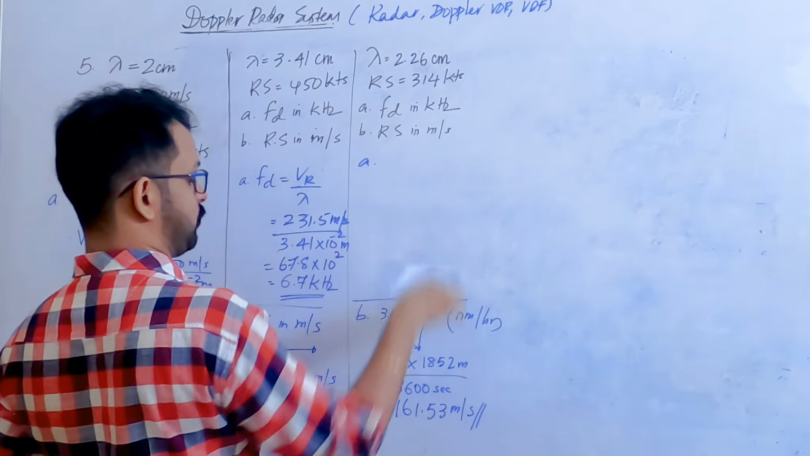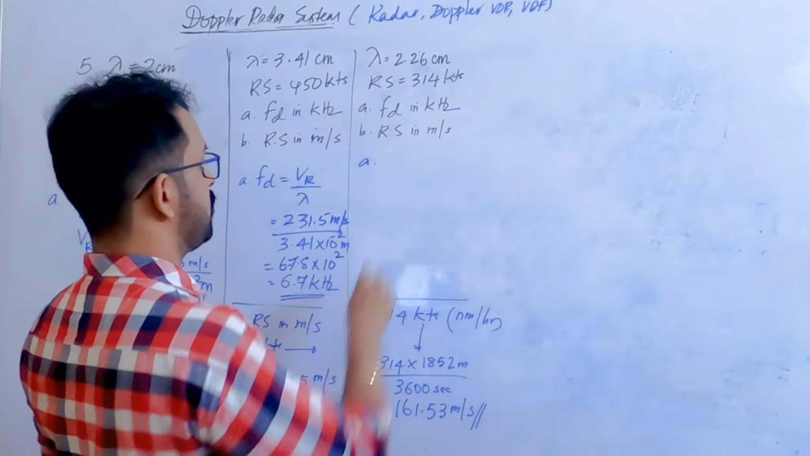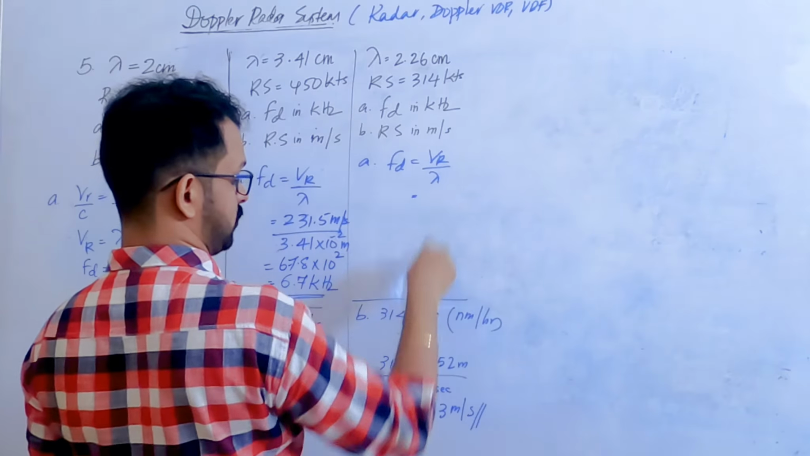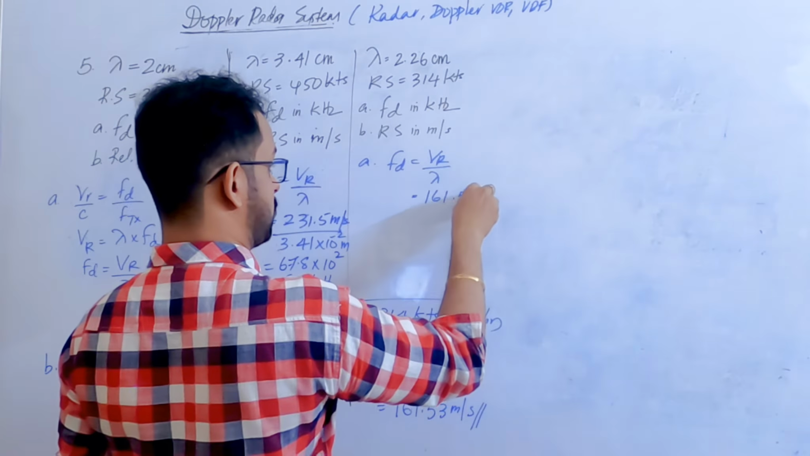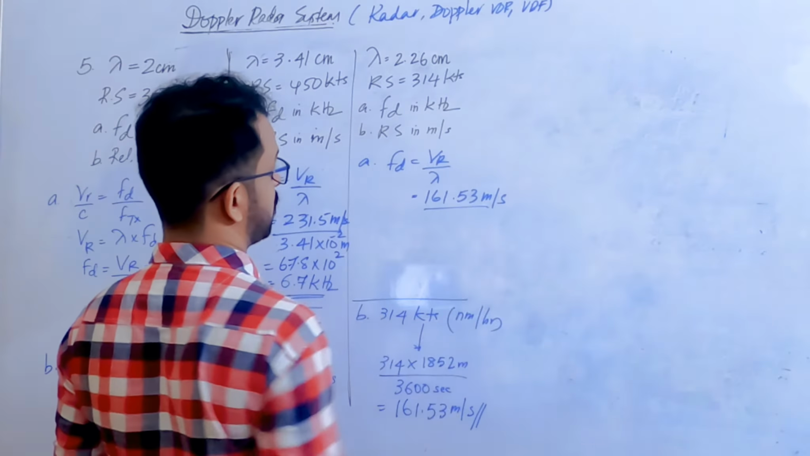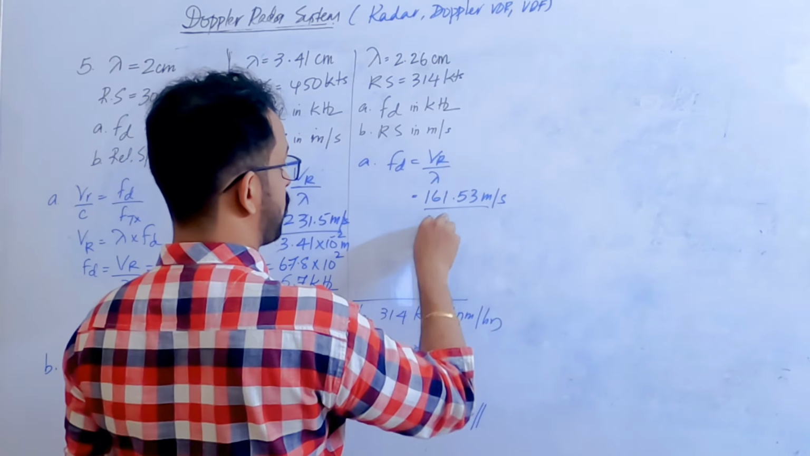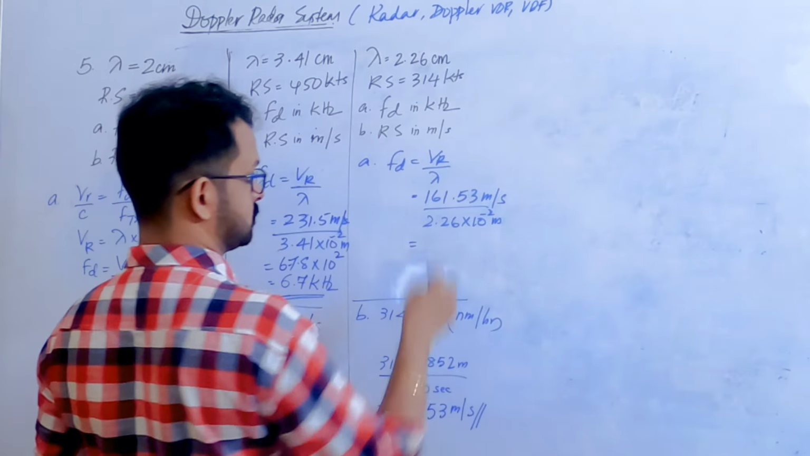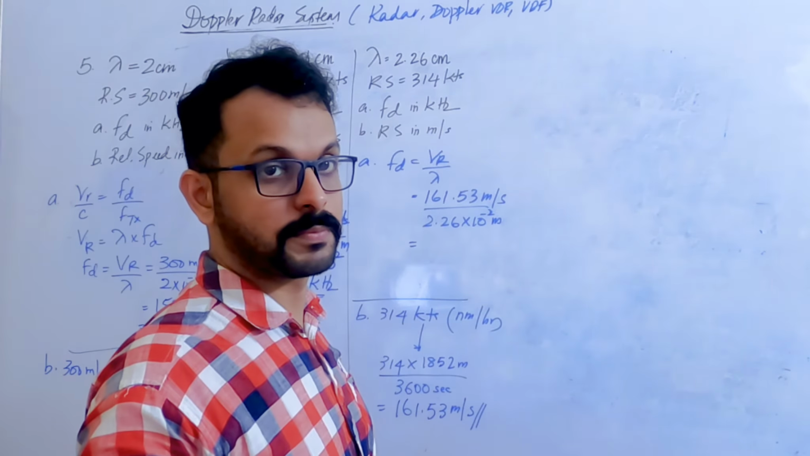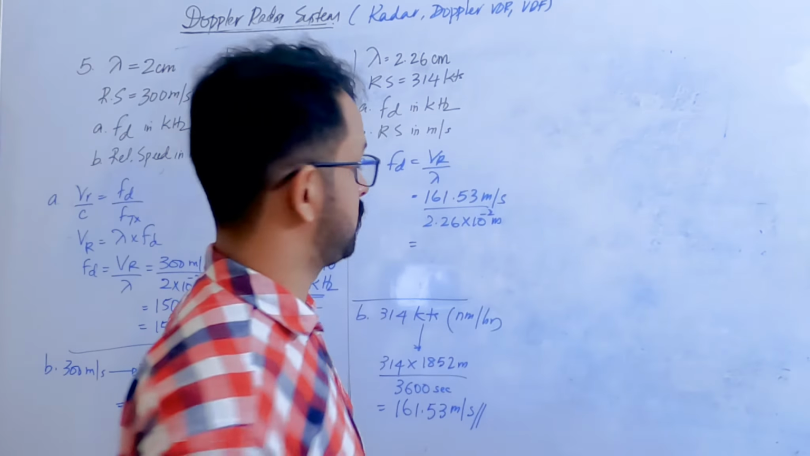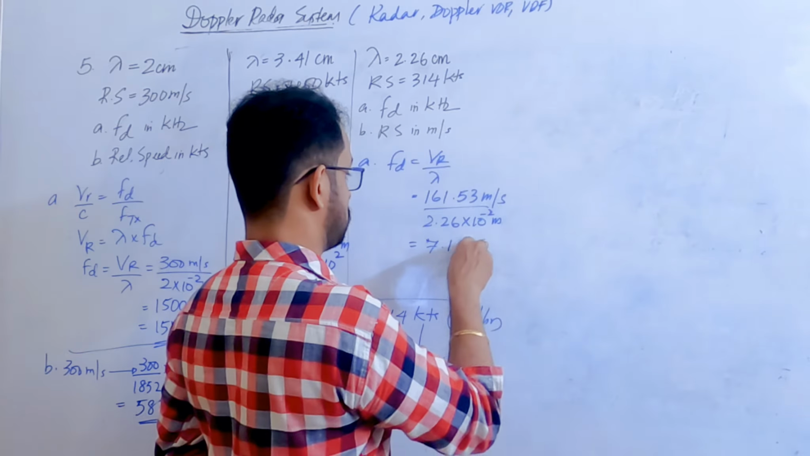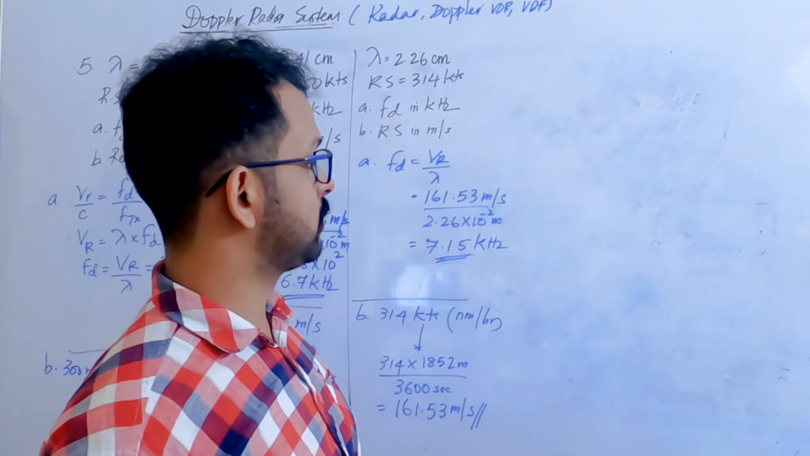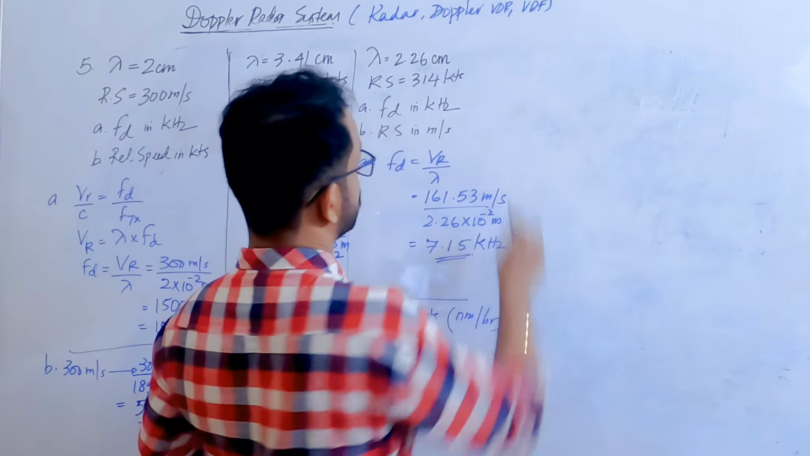And now using that, you can find the answer to the first question. Frequency shift is equal to relative velocity divided by wavelength. Relative velocity is 161.53 meters per second, divided by wavelength 2.26. Now that is in centimeters. Converting that to meters, that is 10 raised to minus 2 meters. That gives 7147.60 hertz. That is 7.15 kilohertz. Kilohertz is right. 7.15 kilohertz.